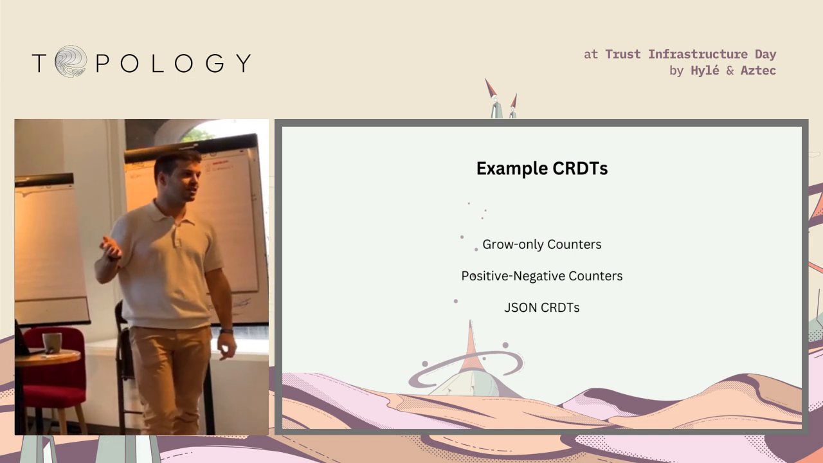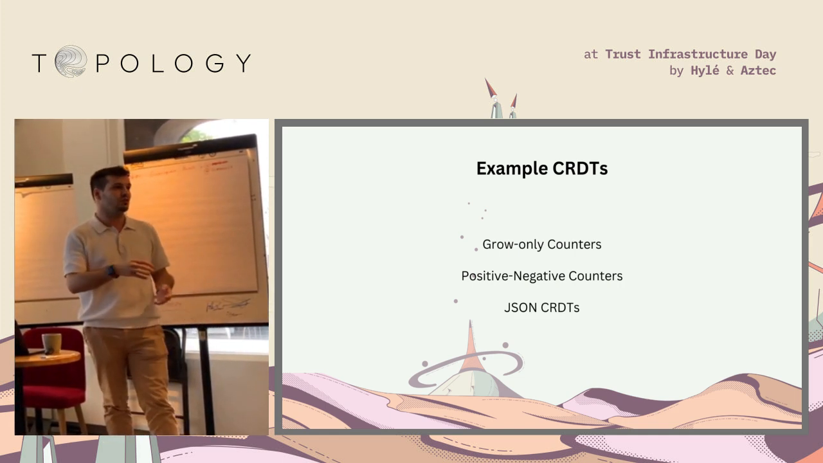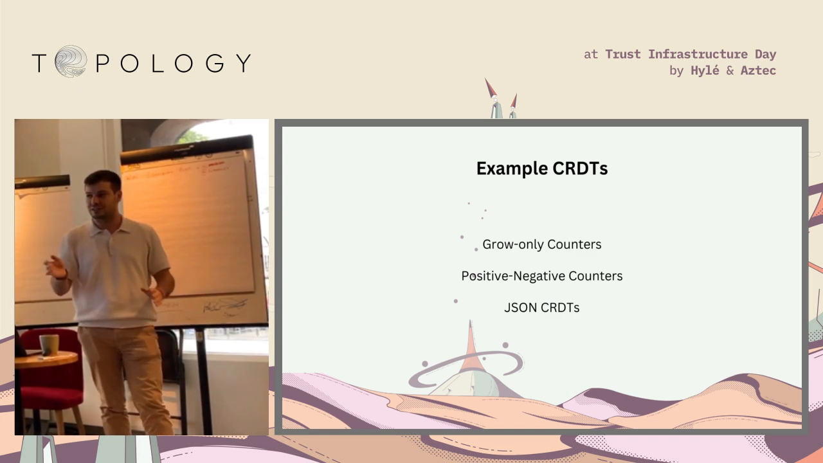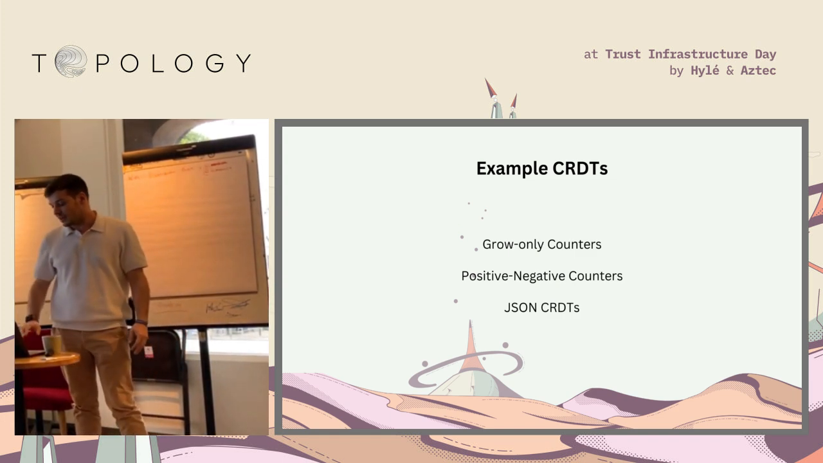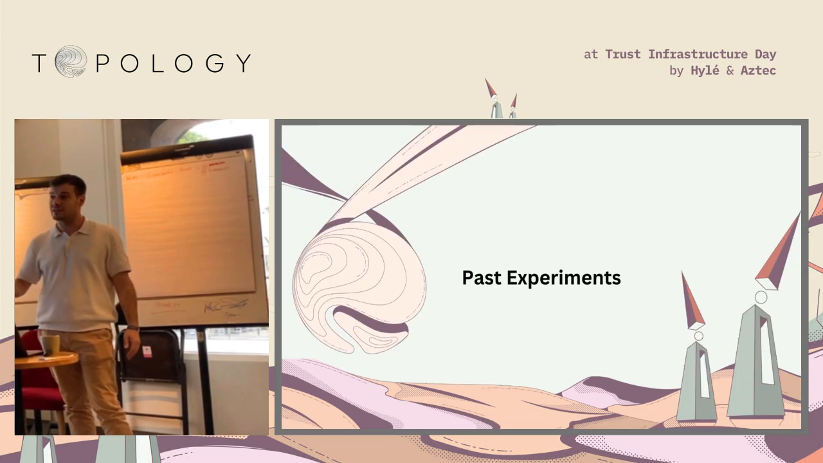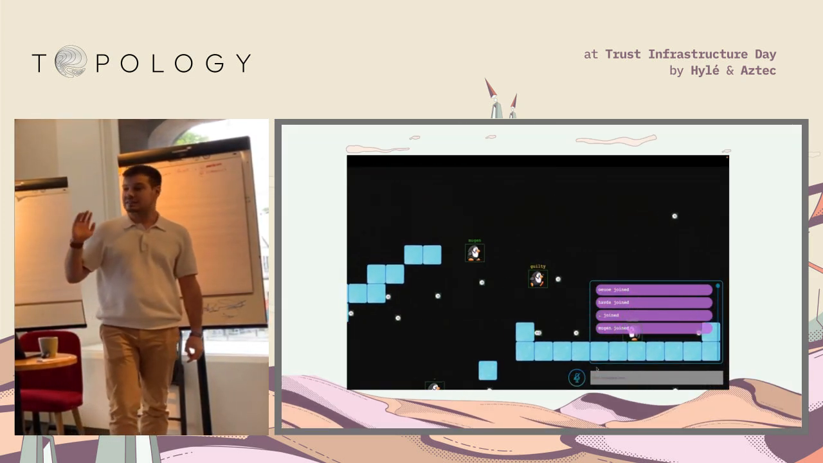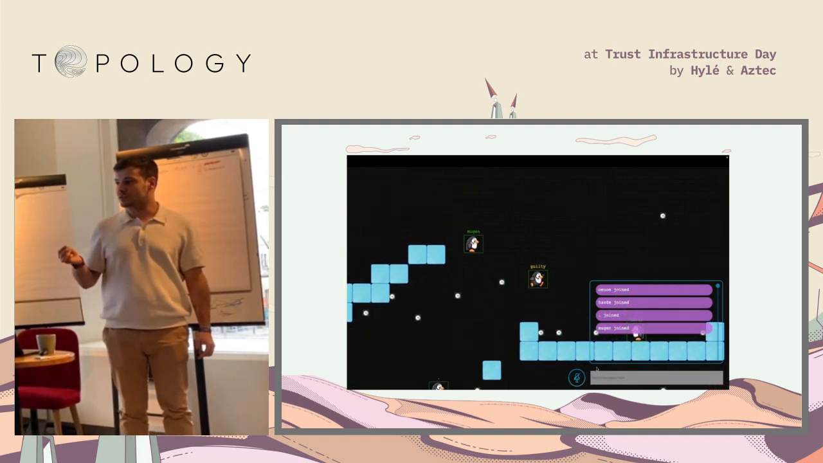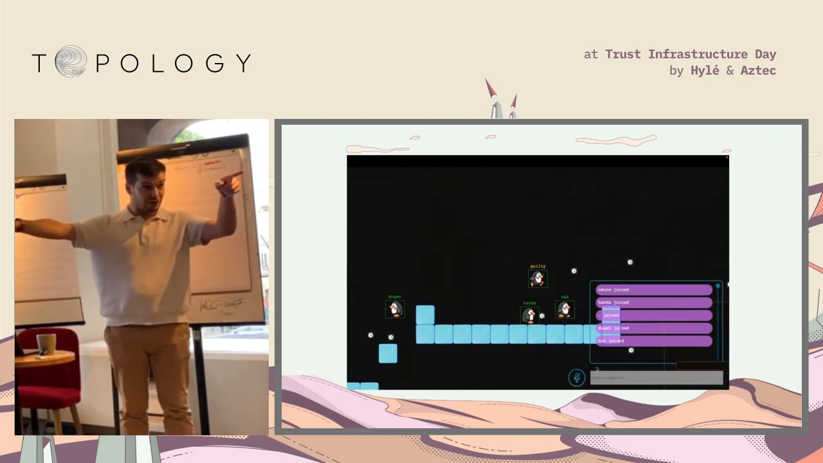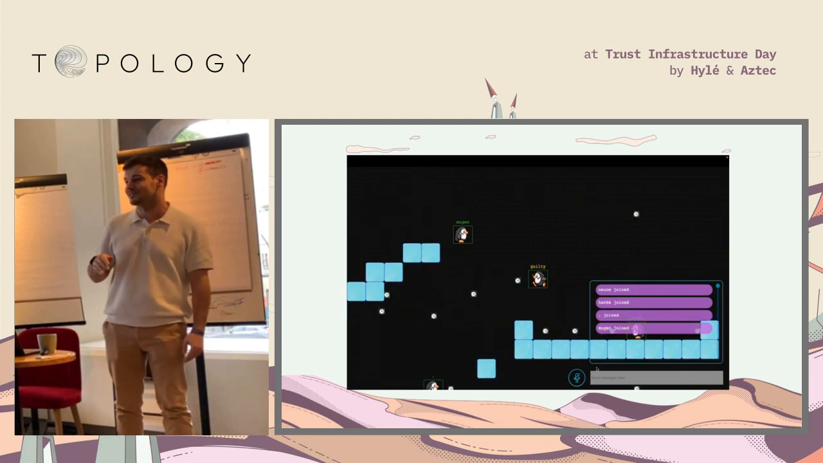Then we also have JSON CRDTs, which enable you, with basic types, to create some kind of object, and that enables multiple use cases. Based on all of that, we did a small demo. This demo is Penguin World. It was done by some members from Topology. We have a penguin just there jumping around, showcasing the video.